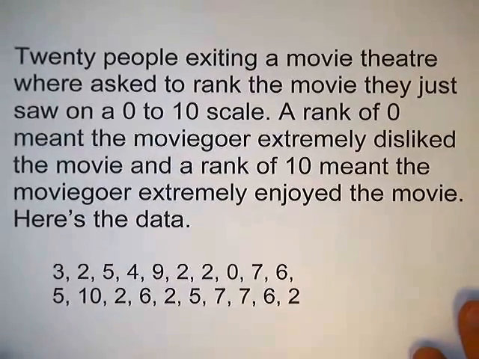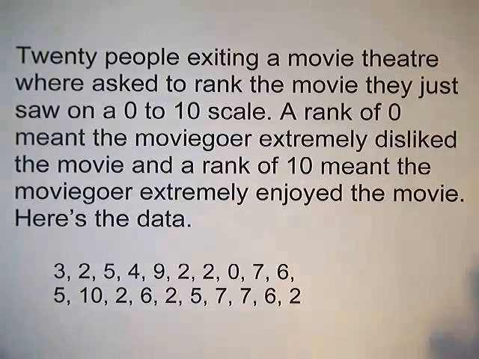Hi, this tutorial covers the range rule of thumb. So let's start with some data. 20 people exiting a movie theater were asked to rank the movie they just saw on a 0 to 10 scale. A rank of 0 meant the moviegoer extremely disliked the movie, and a rank of 10 meant the moviegoer extremely enjoyed the movie. Here's the data.